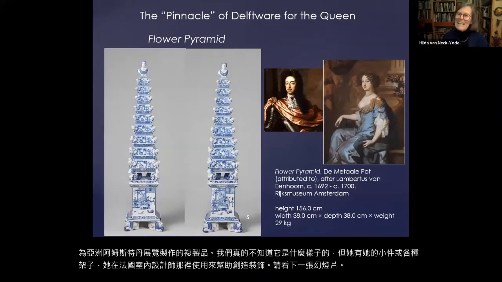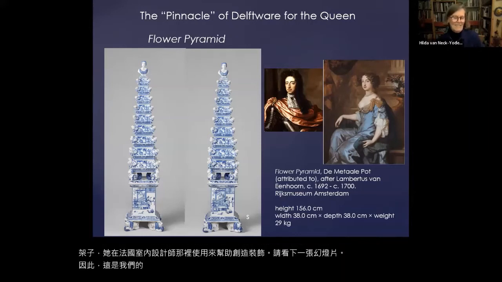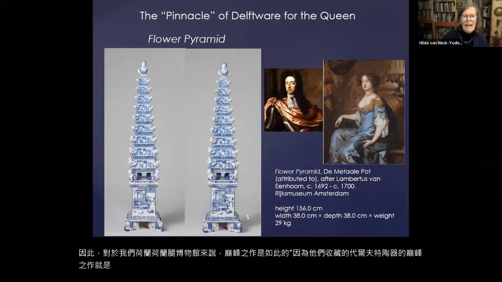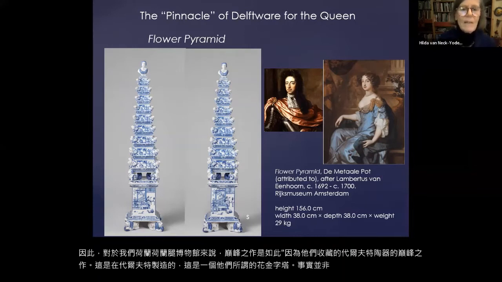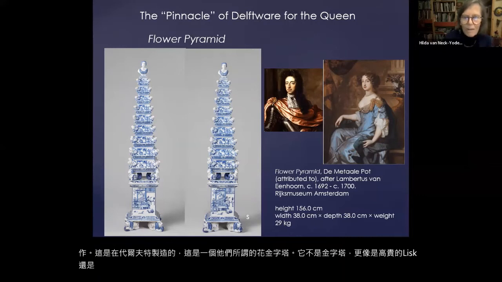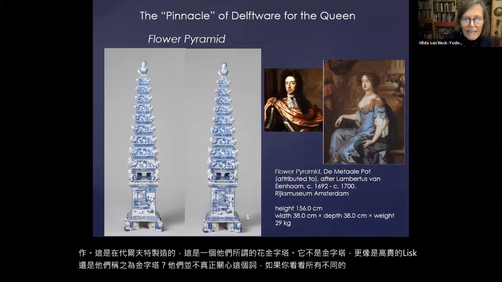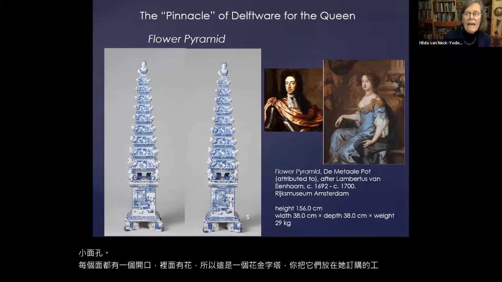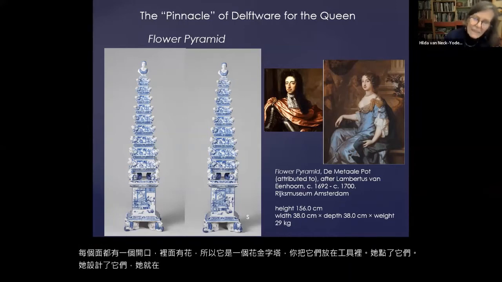So then the pinnacle for us in Dutch, the Rijksmuseum calls this the pinnacle of their collection of Delftware. This is made in Delft, and it is what they call a flower pyramid. It's not a pyramid, it's more of an obelisk, but they called them pyramids, they didn't really care about the term. If you look at all the different corners, there are little faces and each face has an opening and there are flowers put in there. So it's a flower pyramid and you have them in twos. She had them designed. There are a total of 40 that she ordered. At the moment only six are left. Next slide, please.